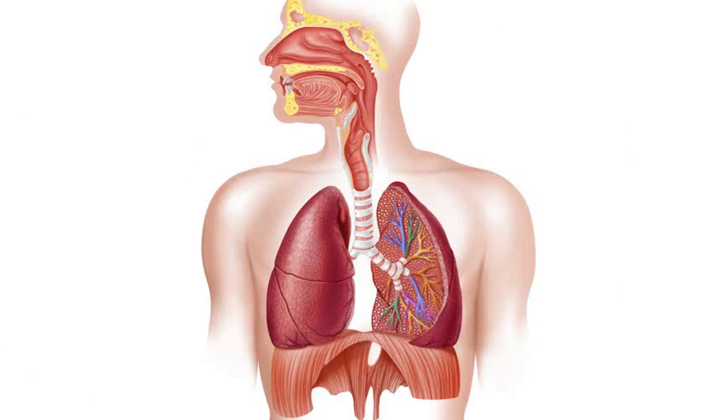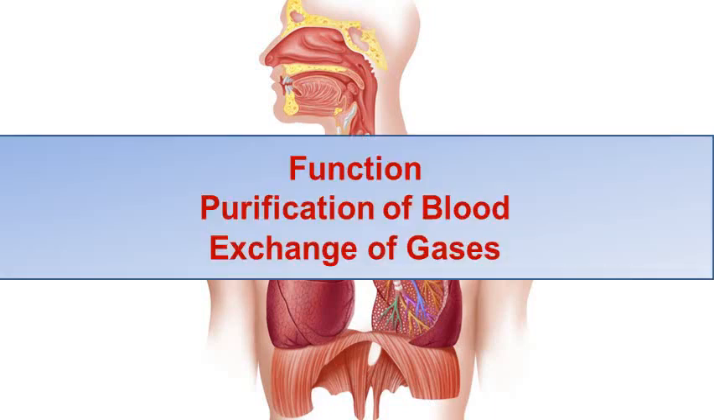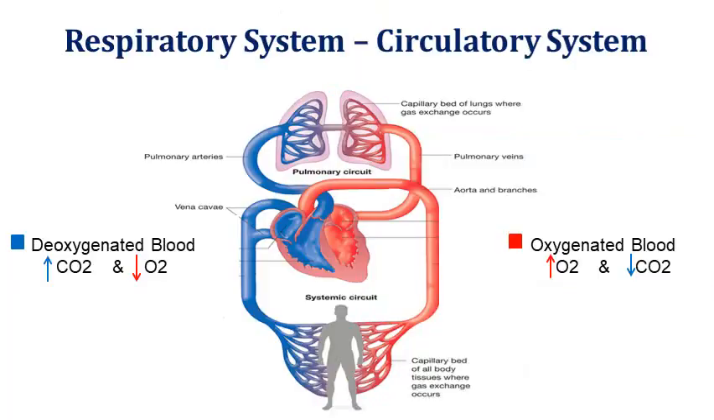But what is the major function of the respiratory system? The major function of the respiratory system is purification of blood through exchange of gas. Let's understand the correlation between the respiratory system and the circulatory system. As you all are aware, the heart is the pumping organ which is responsible for the provision of oxygenated blood across the body. So the oxygen from the blood enters the cell and the cell gives the waste, that is carbon dioxide, to the blood.